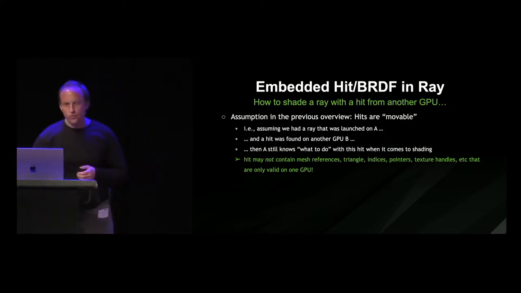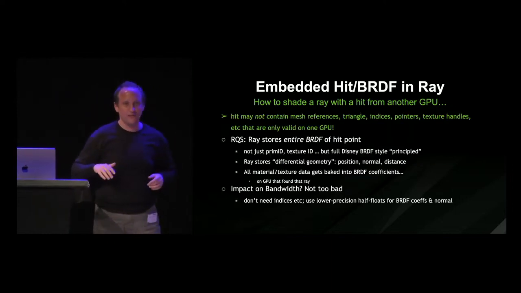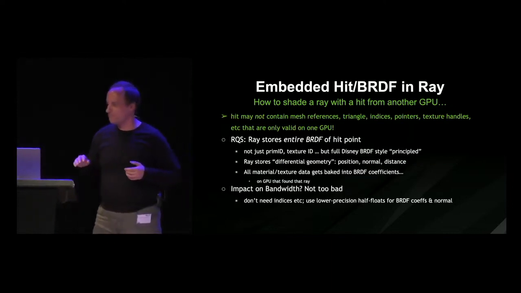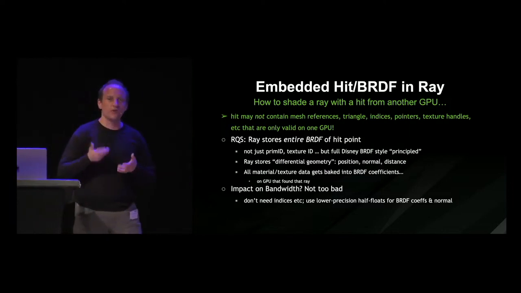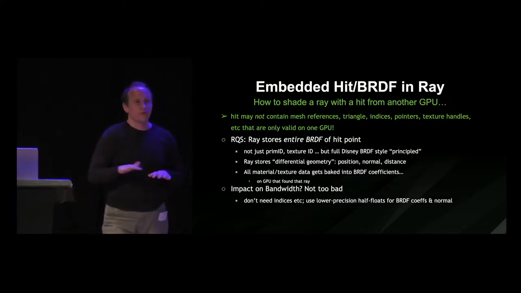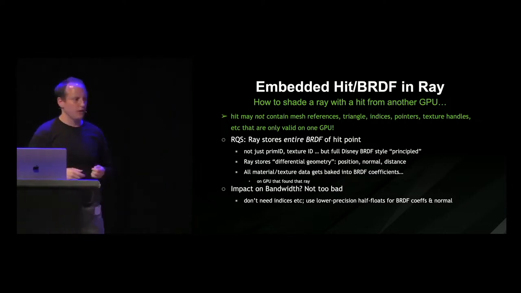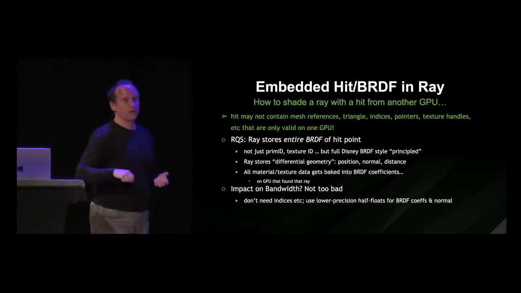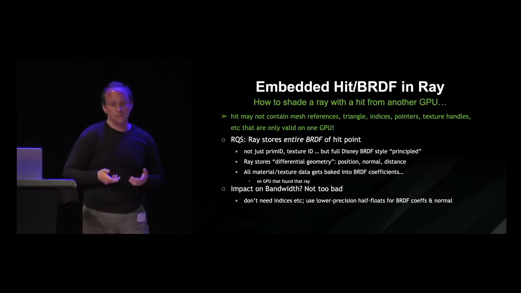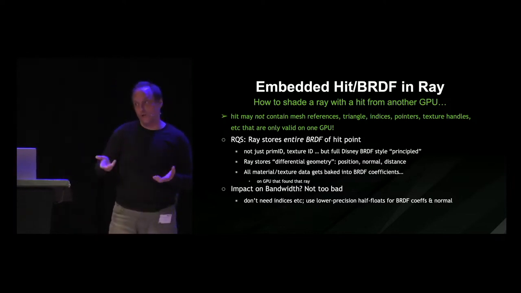What we do instead is, I call them fat hit records. I'm not sure if Ingo is good with that. So we basically store all the BRDF coefficients with the hit record, and information about the differential geometry that we hit, like the surface normal at the position that we hit, the position in space that we hit, and so on. That means that when the rays and their hit records return to the GPU that performs shading, all the information required to perform the shading is available.